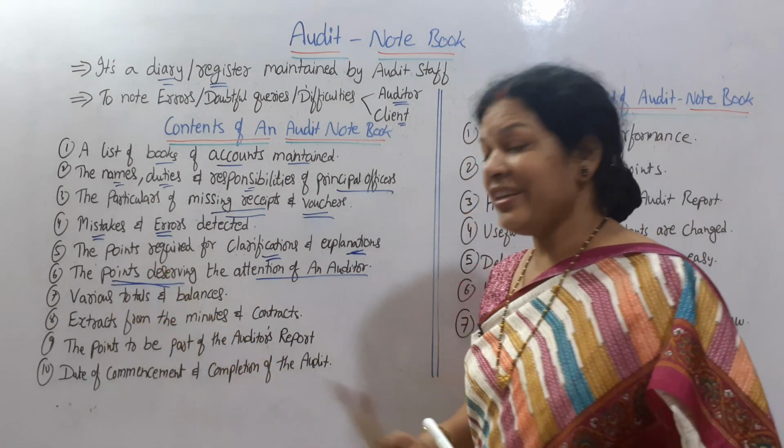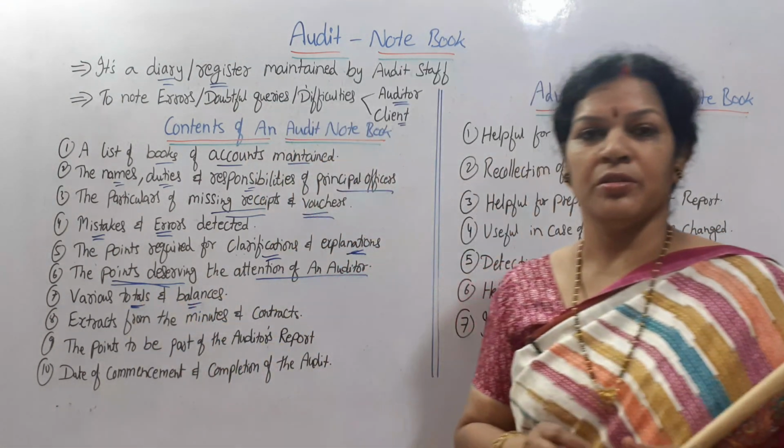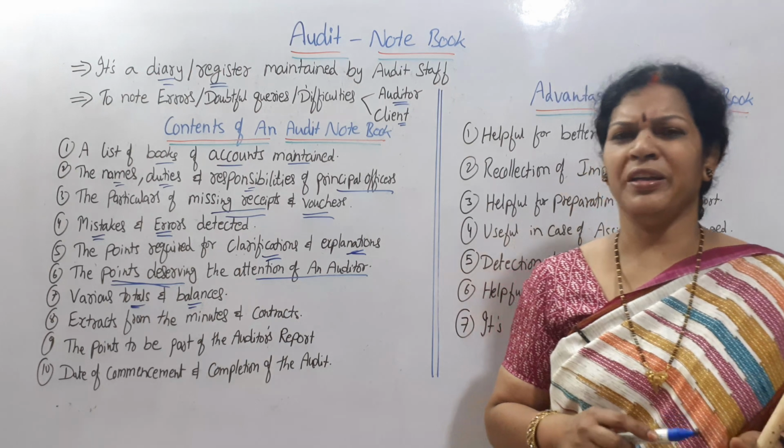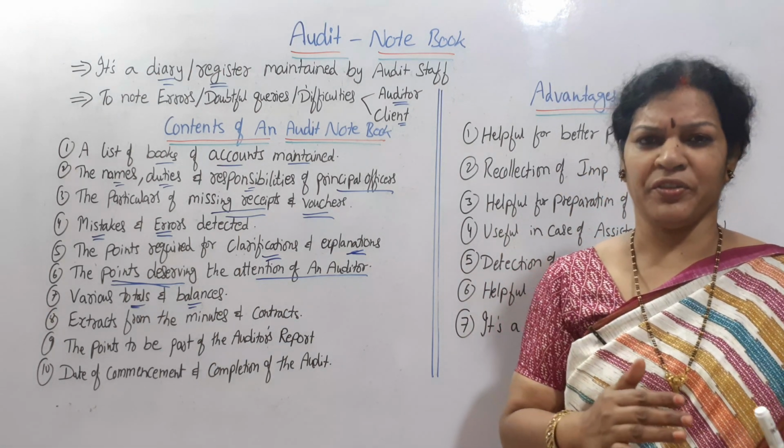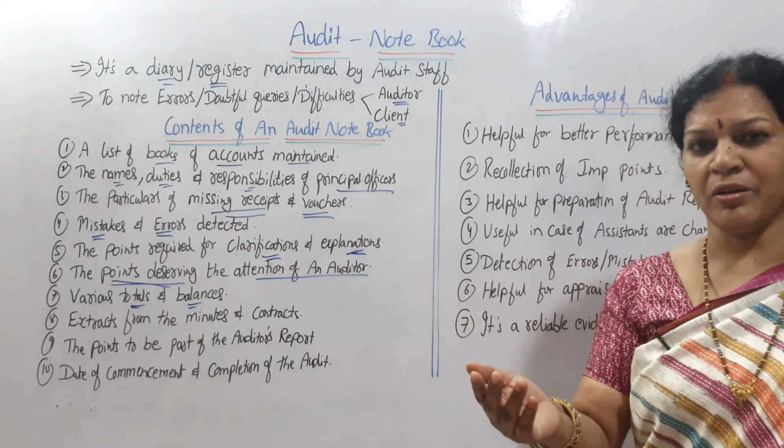And also various totals and balances. Seeing all the totals and balances, if everything is fine, there is no need to write. If they find any kind of differences, then those various totals and balances are to be mentioned in the audit notebook.